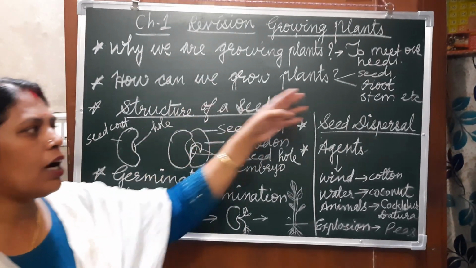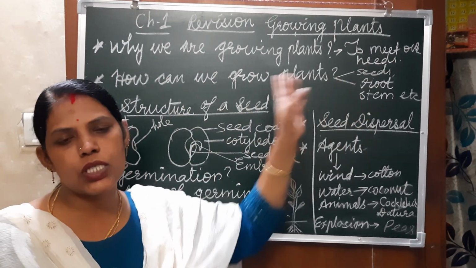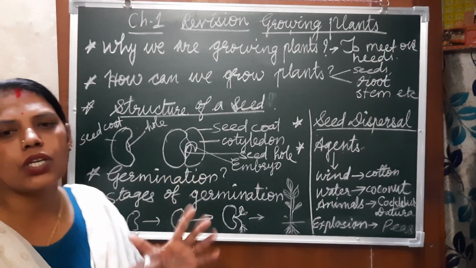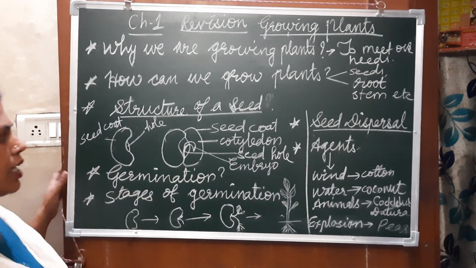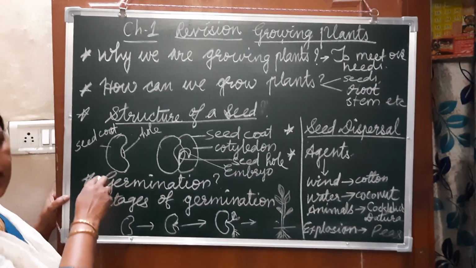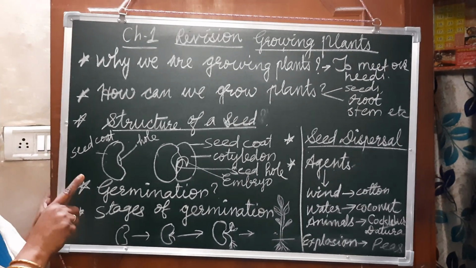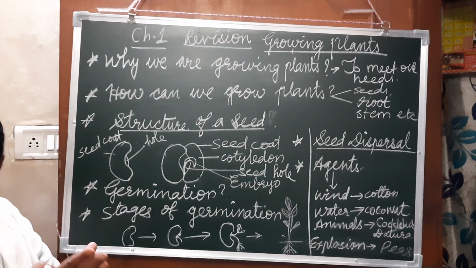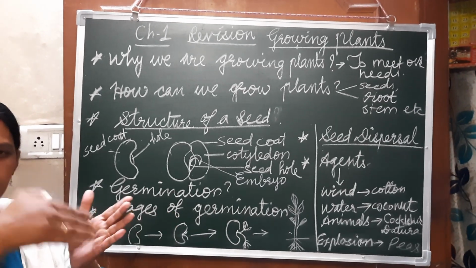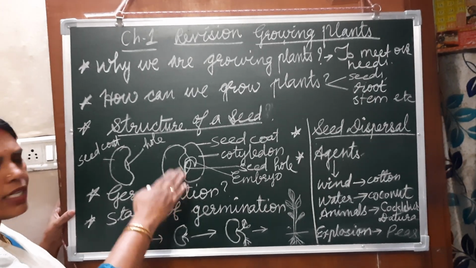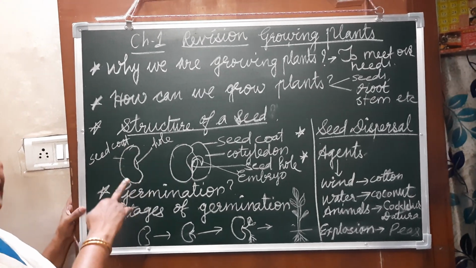Okay? Now, how can we grow the plants through seed? For that, just know the structure of the seed. Okay? What is the structure of the seed? See, this is the external structure, that means the outside structure, and this is the internal structure, that means when we cut it, then we can see what things are present inside. Okay, so it is the internal structure and it is the external structure.